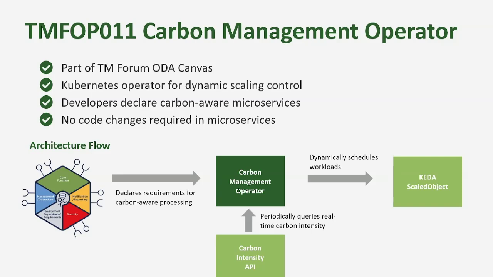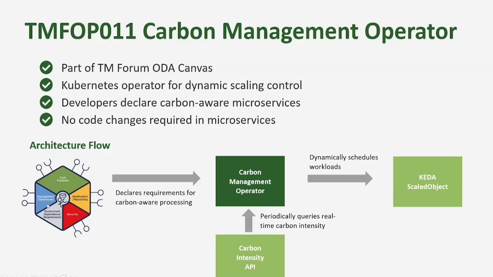And this is just to put in a bit of context of where this sits. This work is part of the TM-Form ODA canvas. And this software operator is actually a Kubernetes operator for dynamically scaling control. The way in which it works is when you have an ODA component, the developer of that component can declare certain microservices to be carbon aware. The concept is that microservices can be dynamically adjusted, their operations can be adjusted. You declare them as being carbon aware. You don't actually have to make any code changes in those microservices.